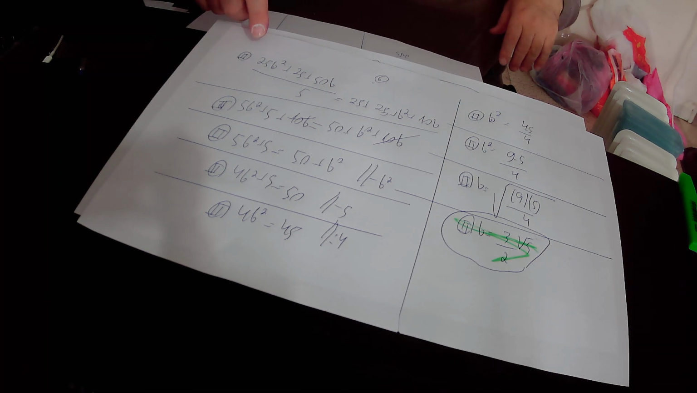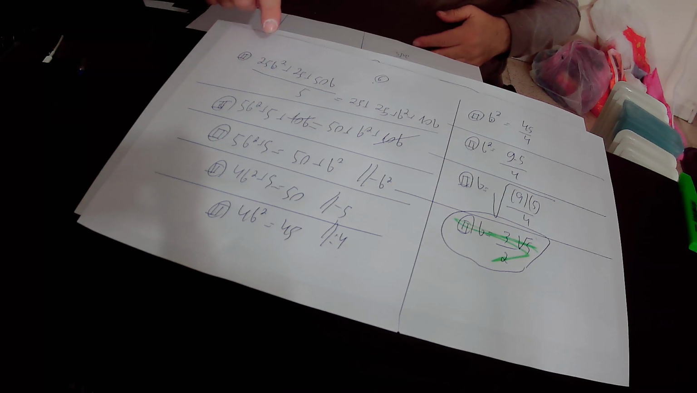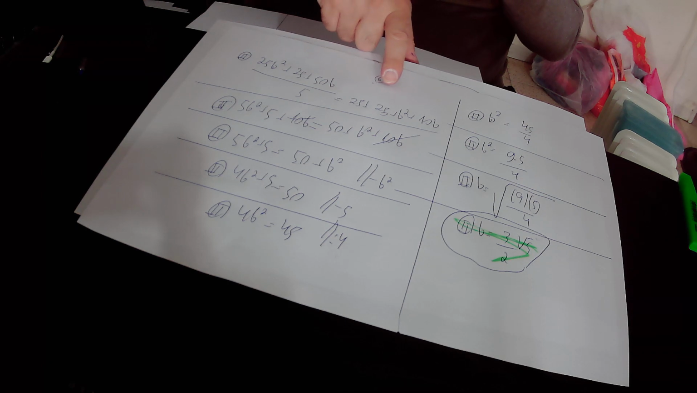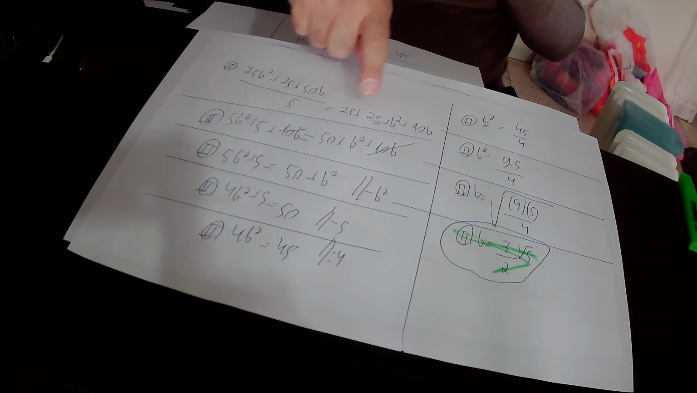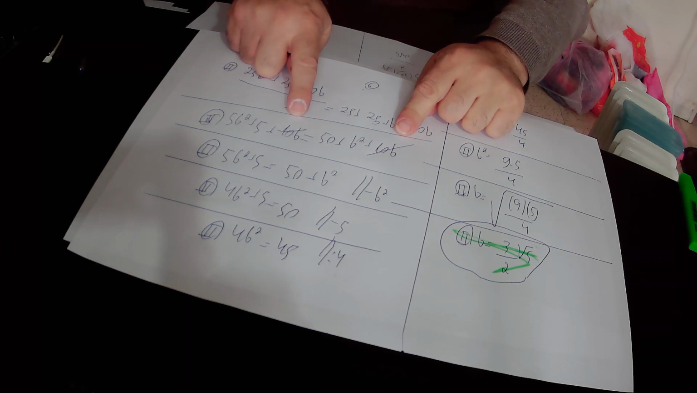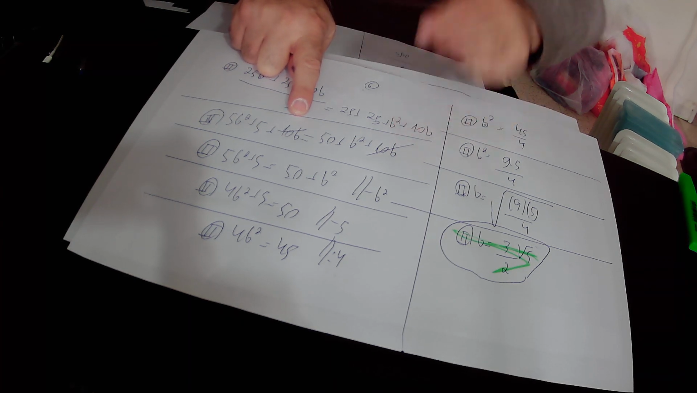Here 25b squared over 5 is 5b squared, 25 over 5 is 5, and 50b over 5 is 10b. On the other side of the equation, we have 25 plus 25 is 50, plus b squared plus 10b. So here we have 10b on both sides of the equation, so 10b will get cancelled.